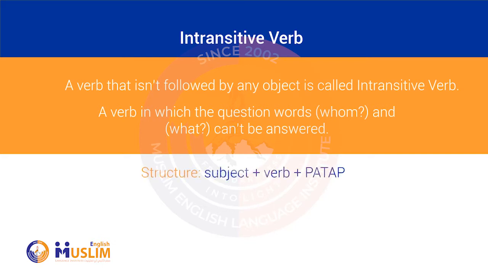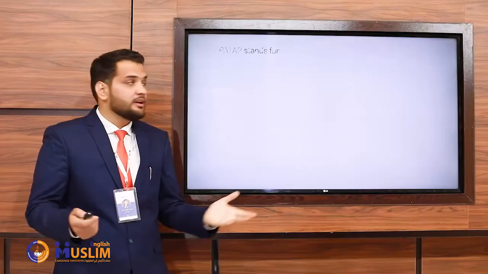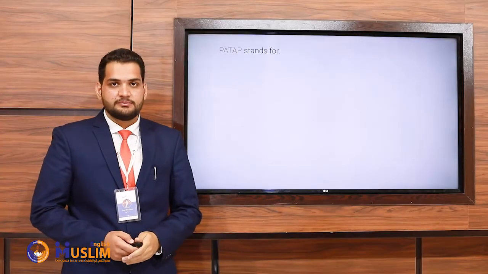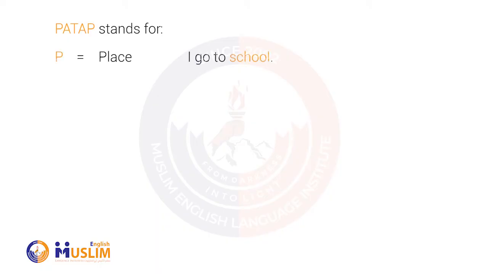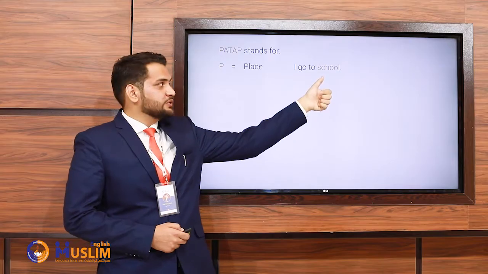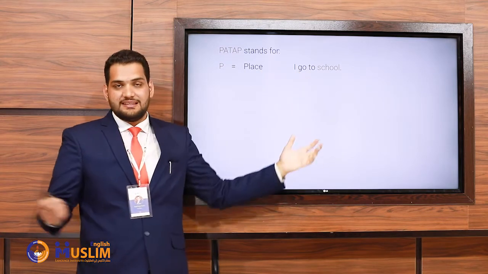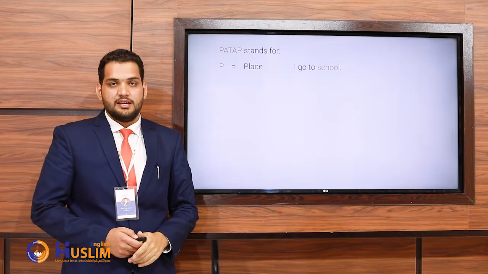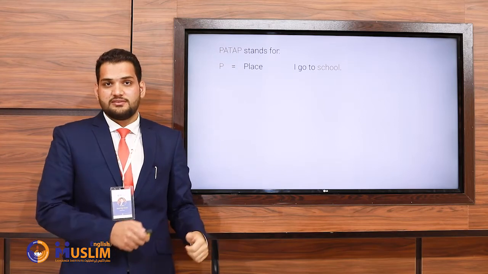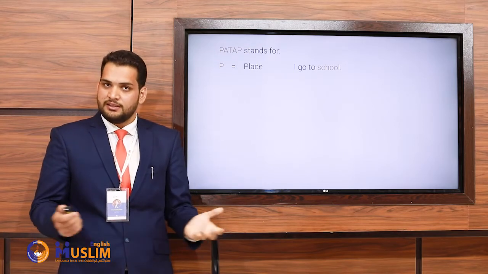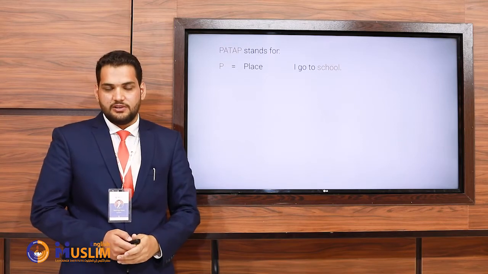The structure for intransitive verbs is subject plus verb plus pattern. What is pattern? Let's talk about it. Pattern stands for P, place. For example, I go to school. School is a place, and therefore, go is an intransitive verb. Does school answer one of the questions who or what? No, so it's not a transitive verb.